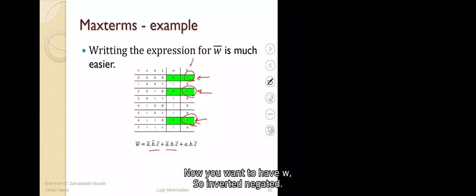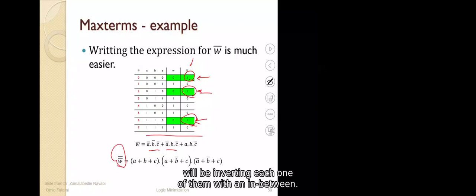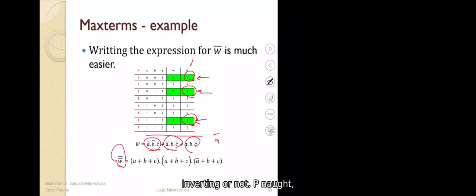Now you want to have W, so invert it, negate it. W bar bar means inverting this. Inverting this based on the De Morgan rules means inverting each one of them with AND in between. So let me write it for you: inverting A naught, B naught, C naught, and A naught, B, C naught, and A, B, C naught. Okay? So inverting all of them.